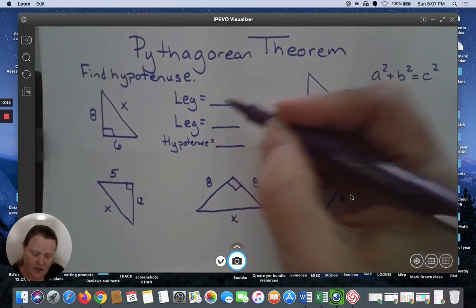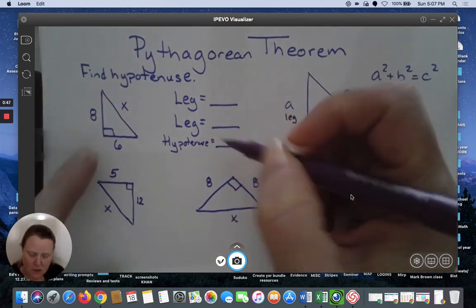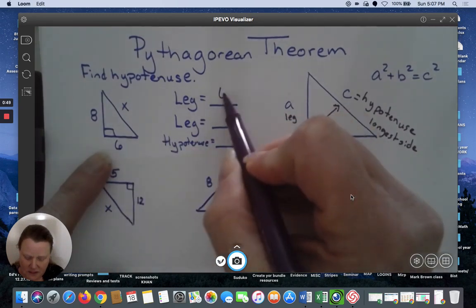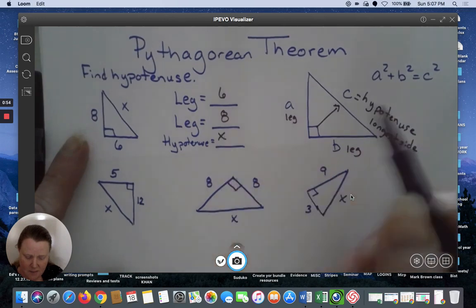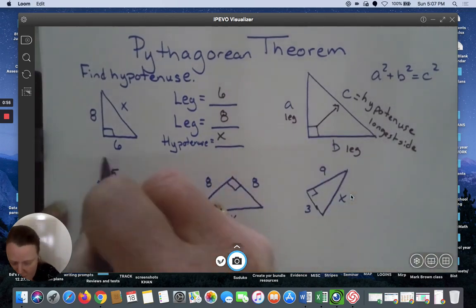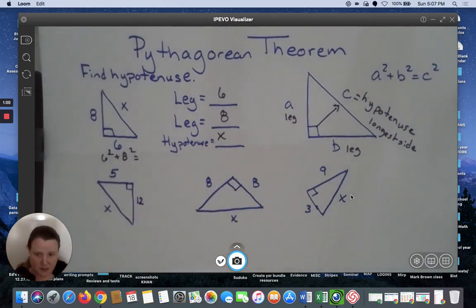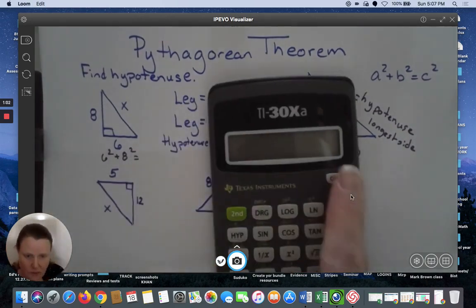So when we come over here and we're identifying the parts, you would tell me that one of the legs is 6, one of the legs is 8, and then we would find the missing number. And we would do that by working the math problem. 6 squared plus 8 squared, and we would see what happens. So you would get your calculator, you would work it out.